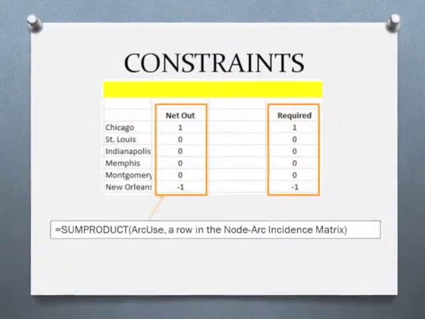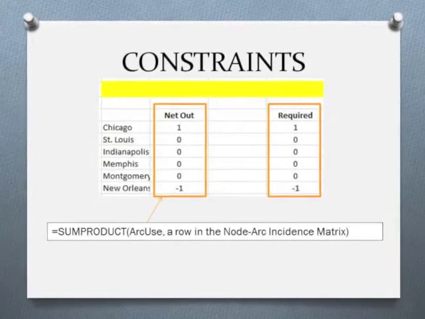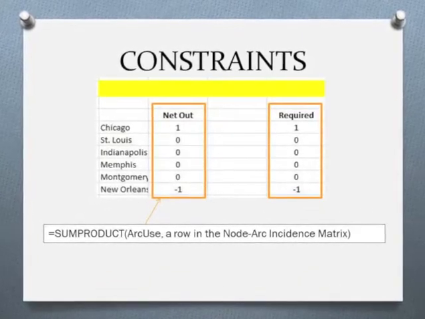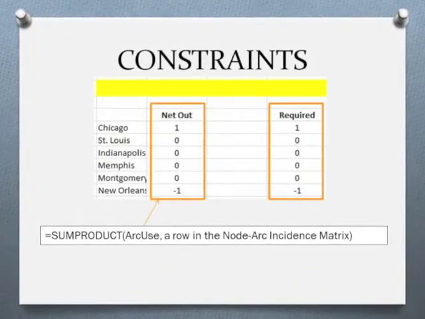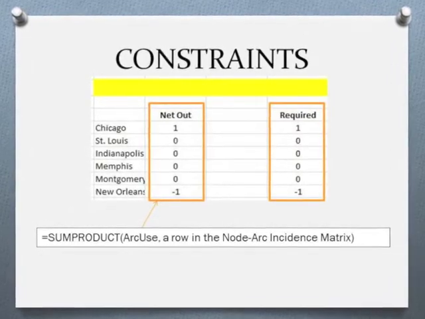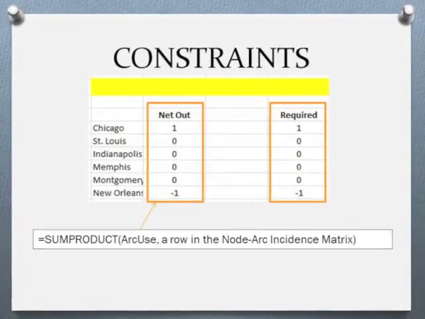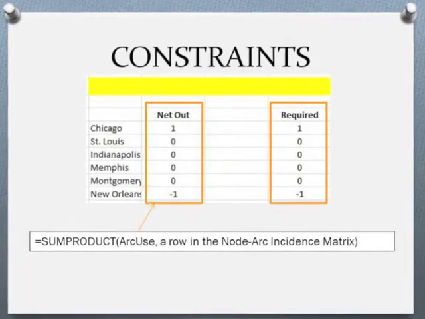For the constraints, the net out has to equal the required. The net out is the sum product of the arc use and a row in the node arc incidence matrix. The required states that it must start in Chicago and end in New Orleans.